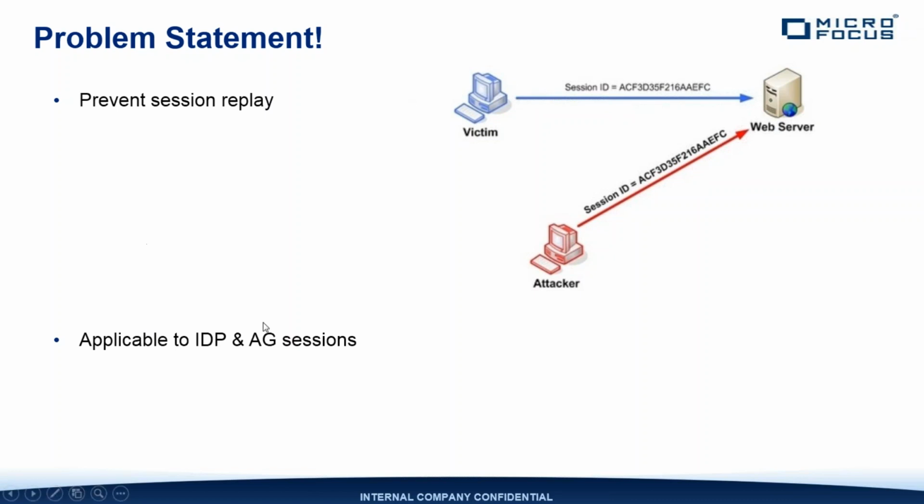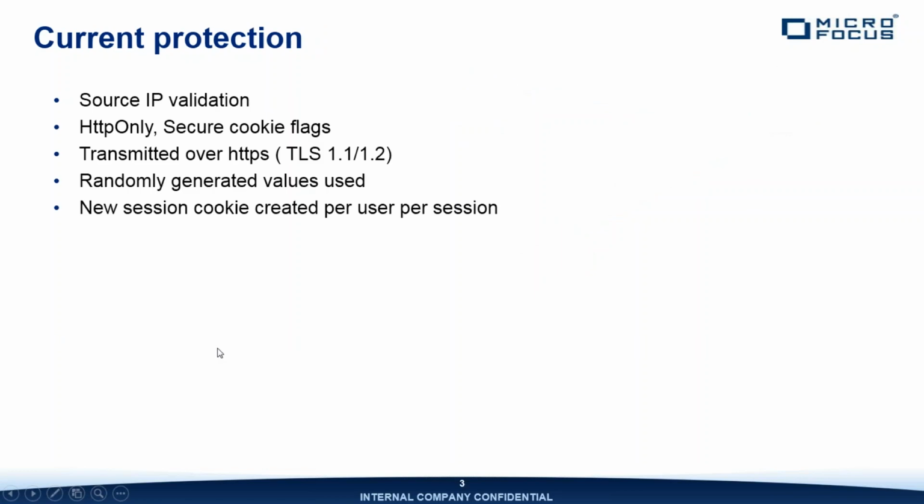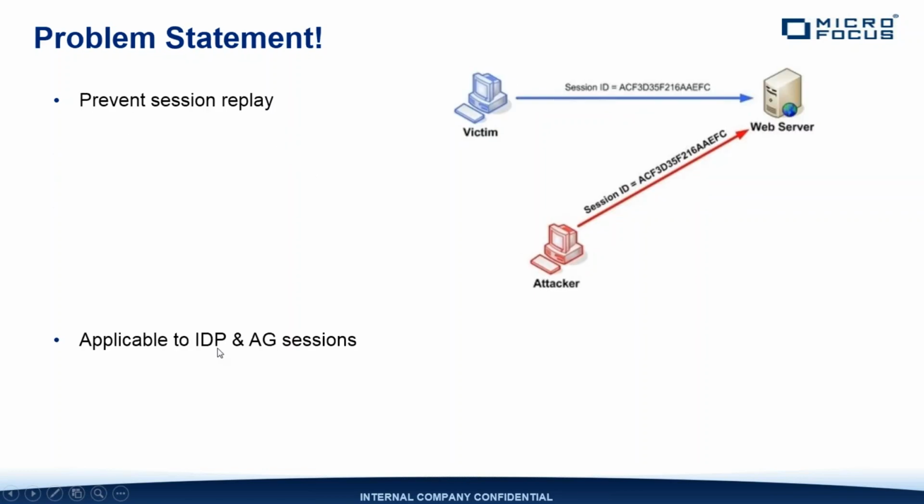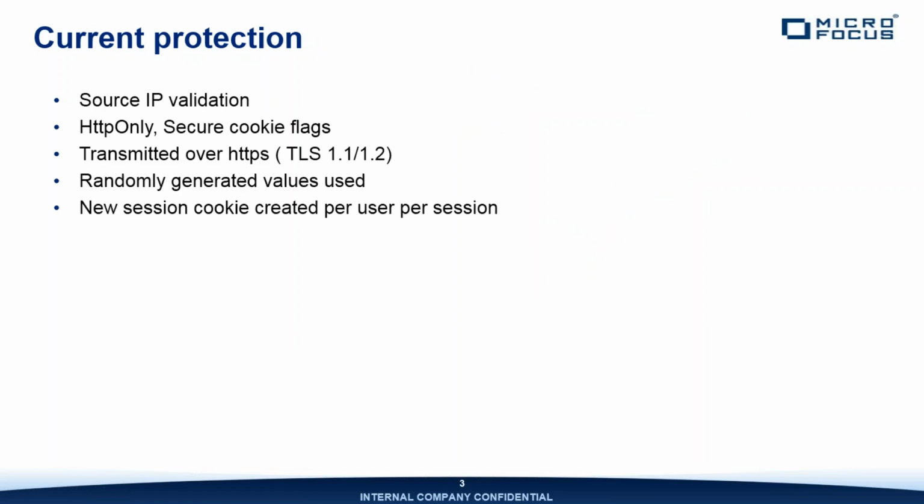This could be applicable to our Access Manager sessions that we create in the identity provider and Access Gateway. So how is this currently protected with 4.2? In 4.2, one could configure a source IP validation. So if the user's session is coming from the same IP, or if it changes, we could detect it based on the source IP. This is one of the protections.